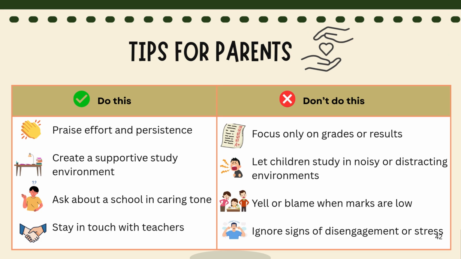Another one is letting children study in noisy or distracting environments. Sometimes it seems harmless, like studying in front of the TV or while scrolling on the phone, but our brains don't multitask well, especially when trying to learn. These distractions break focus and make learning harder than it needs to be. Also, yelling or blaming when grades are low doesn't magically make the child do better. In fact, it can cause anxiety or make them afraid to even try. And lastly, if a child shows signs of being stressed, unmotivated, or burnt out, don't ignore it.